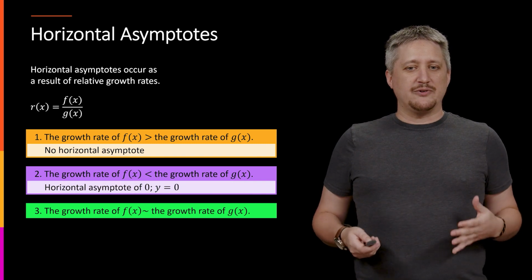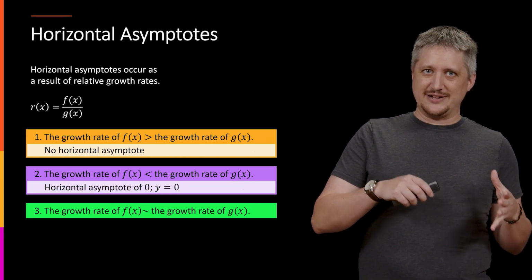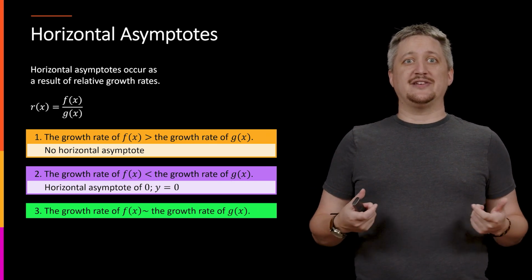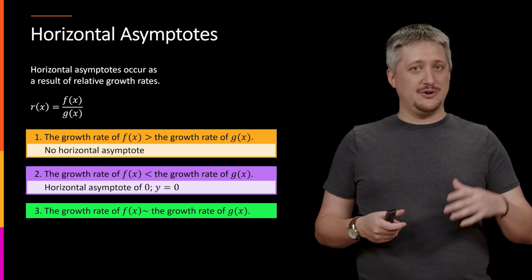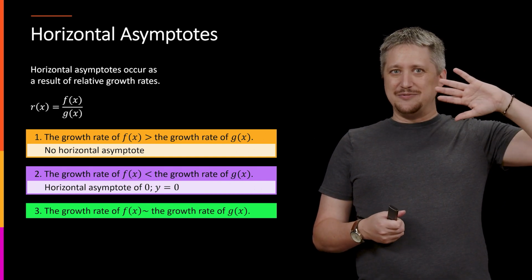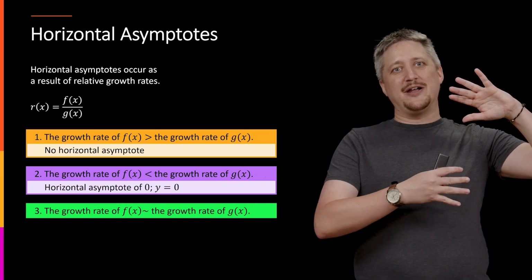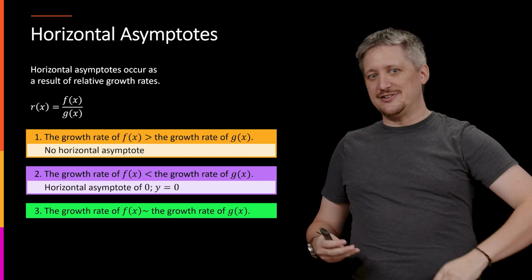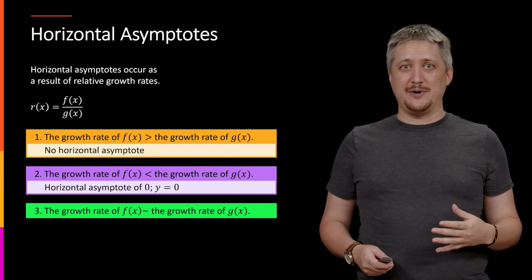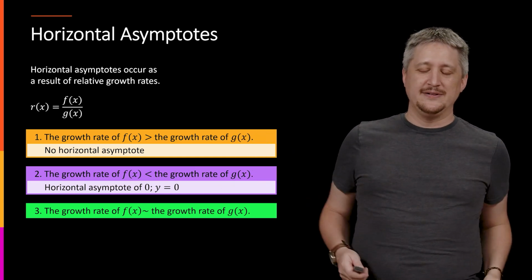Now, for the purple one, when g of x, the bottom, is growing infinitely faster than f, you're dividing by something that's getting really, really big, really fast, much faster than the top. So you end up with a number being divided by some way bigger number, and the bottom is getting bigger infinitely faster. So everything gets crushed down to zero, because no matter how big the top gets, the bottom is way bigger and going infinitely bigger.